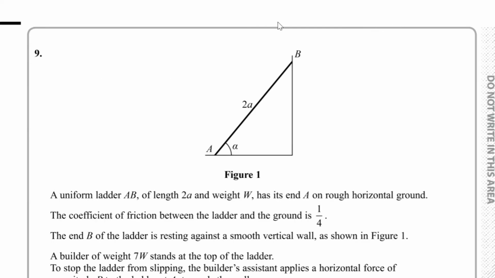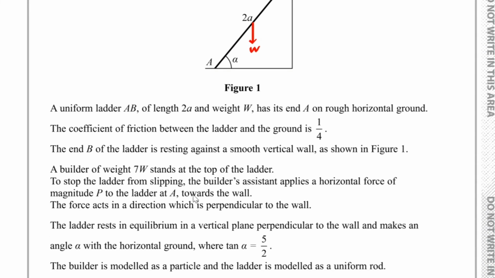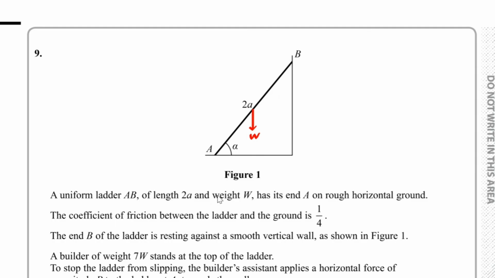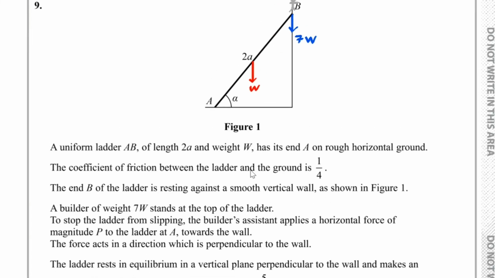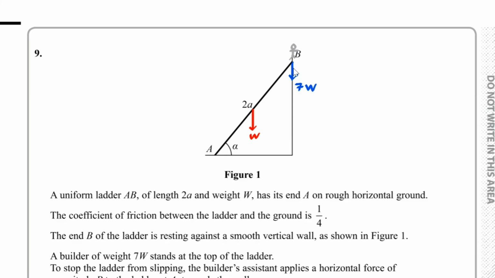Now, if I take a look at my diagram, I can add the weight force on to begin with. We've got the weight of the ladder being W, and it acts in the centre. What we also have is a builder who's got a weight of 7W and he stands on top of the ladder. So here somewhere is the builder. So we've got 7W acting down, and we know that the wall is smooth, so there's no friction, and would have a normal reaction perpendicular to the wall.